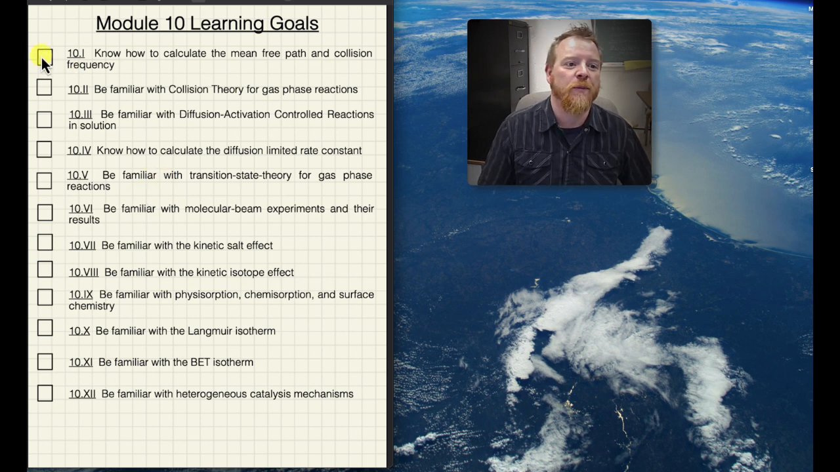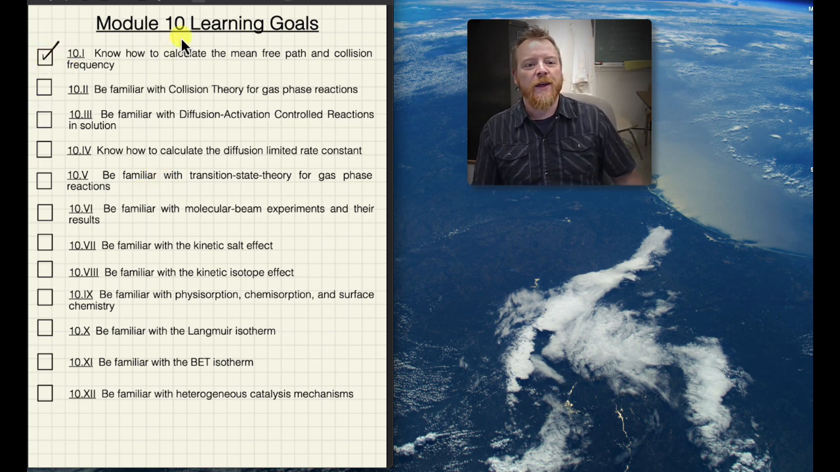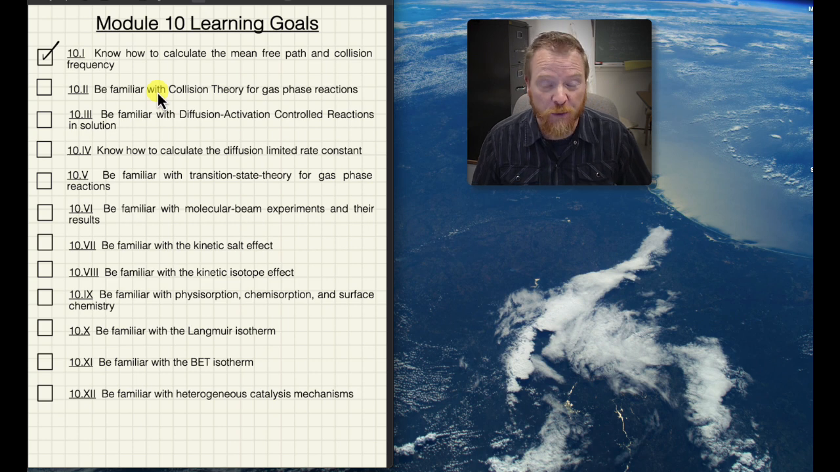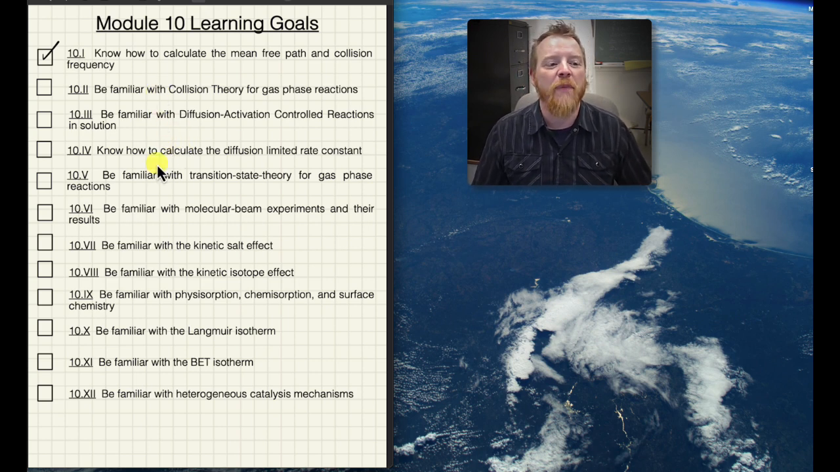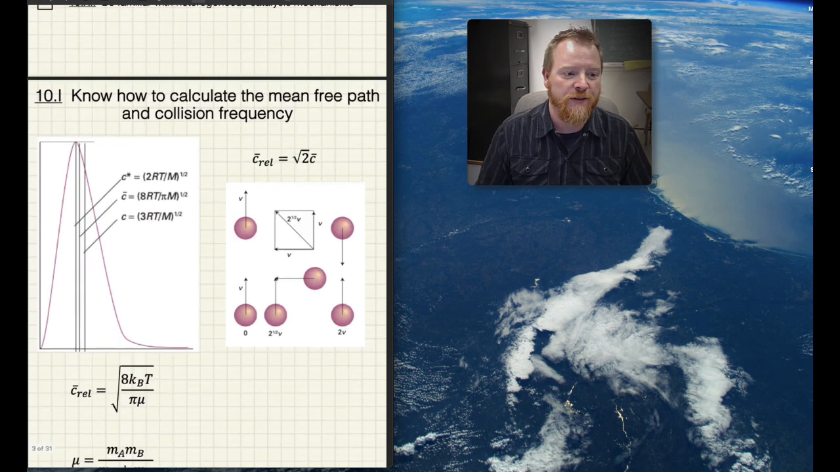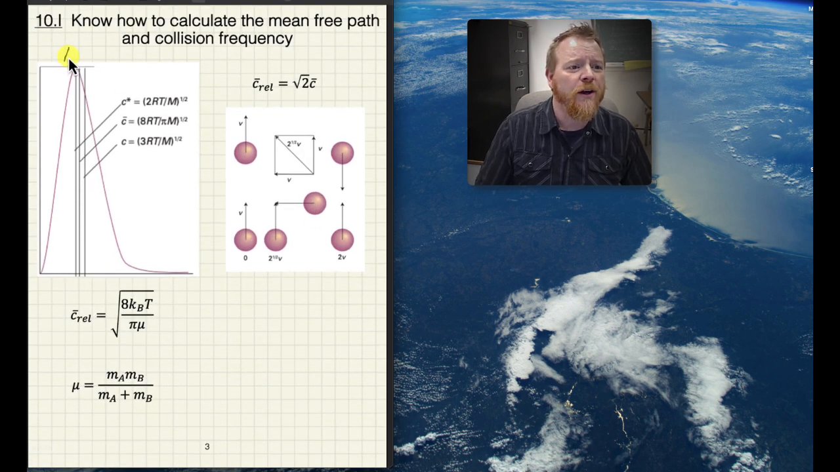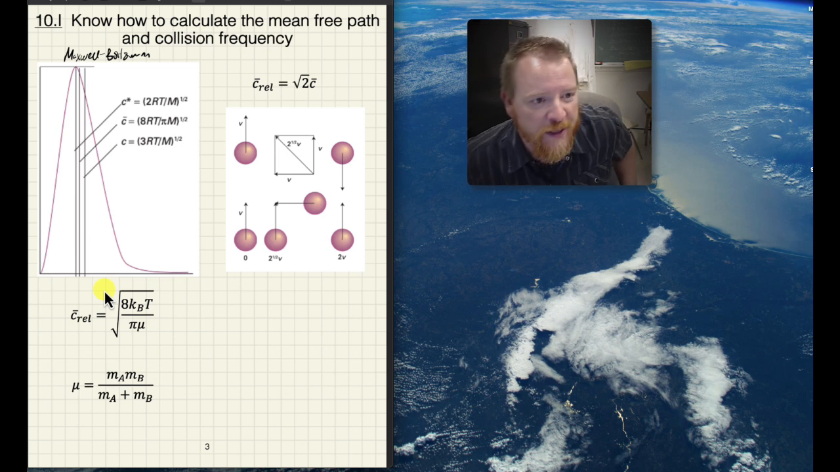this last module. And this first learning goal is on the mean free path and collision frequency, which we talked about at the beginning of the semester, but I wanted to bring that back so it's fresh in our minds. So recall here we've got the Maxwell-Boltzmann distribution of velocities that we derived previously.